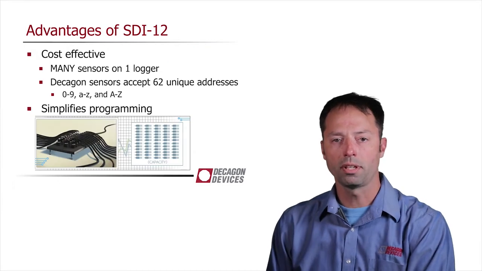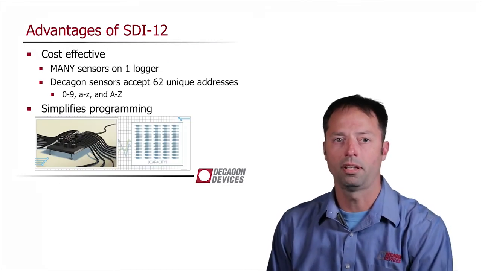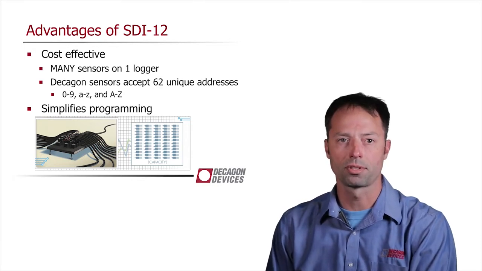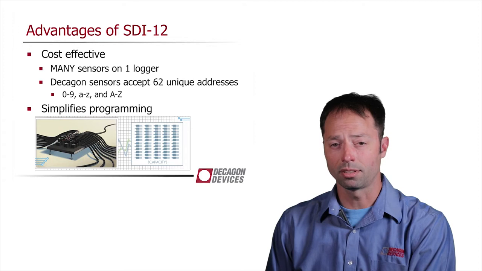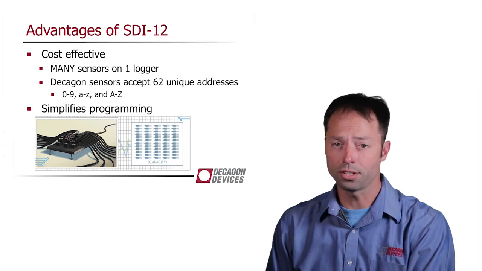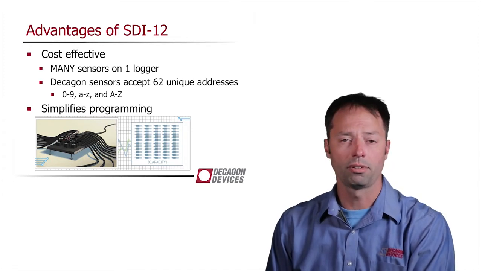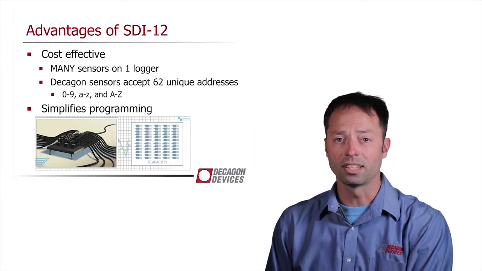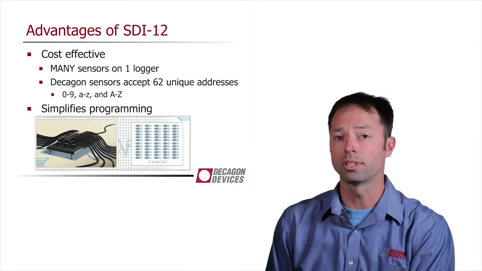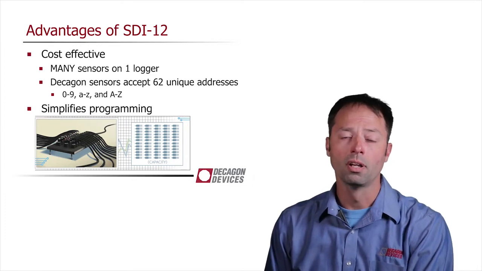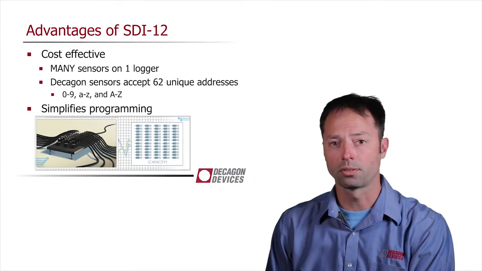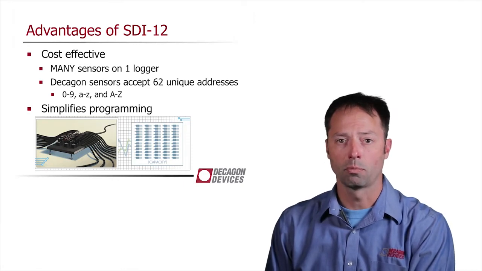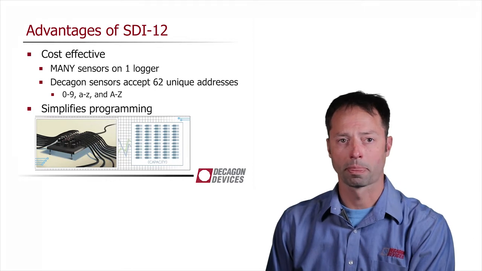One of the advantages of SDI-12 is that it's a cost-effective way to read data from many, many sensors. Decagon sensors can have 62 unique addresses, 0 to 9, lowercase a to z, and uppercase A to Z. This does not mean that you should put 62 sensors on one port. There are a lot of practical considerations and environmental limits, but we'll get a little bit more into that later.